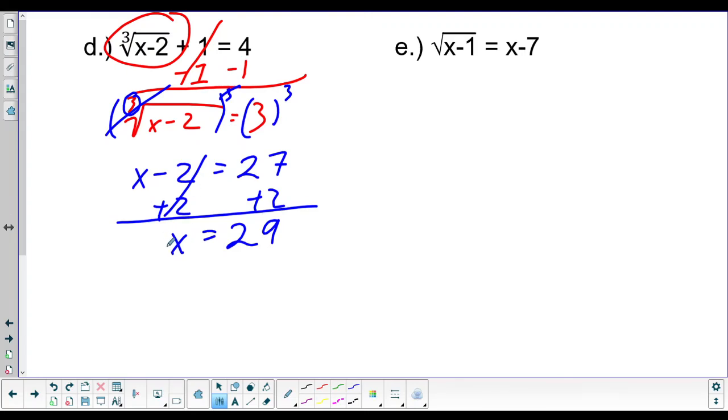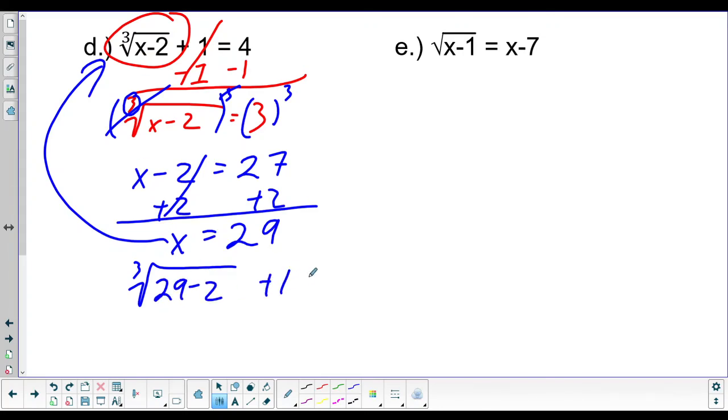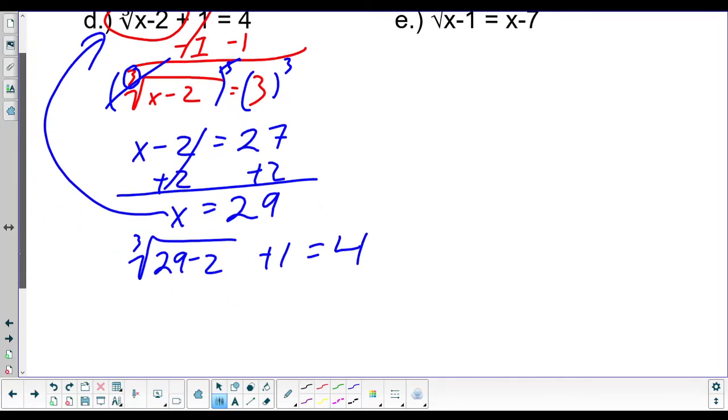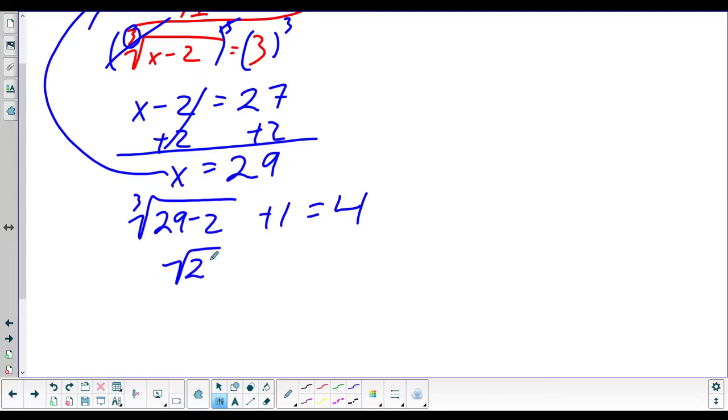Then we have to plug it back in to make sure that it works. So we have the cube root of x, we're plugging in the x. So x is 29, so where the x is, we're going to put 29 minus 2 plus 1 equals 4. 29 minus 2 is 27. So we have the cube root of 27 plus 1 equals 4. The cube root of 27, you throw this in your calculator, you throw it in Desmos, you get 3 plus 1 equals 4.